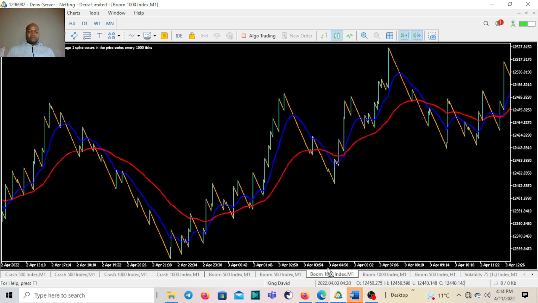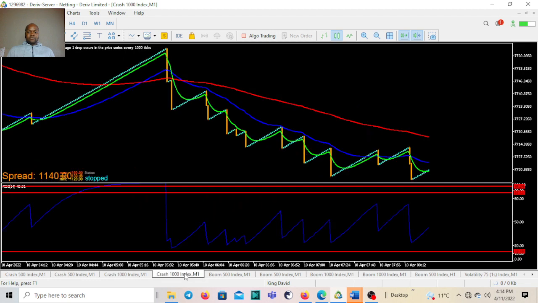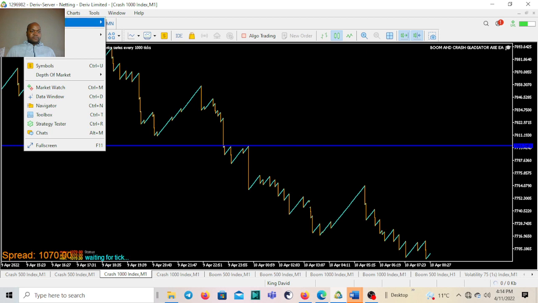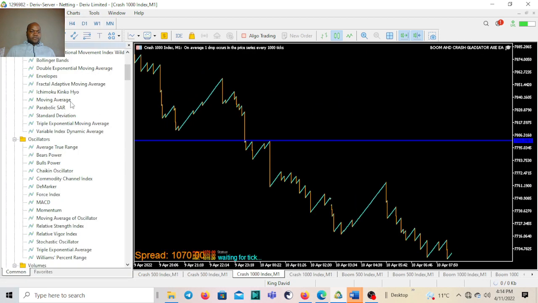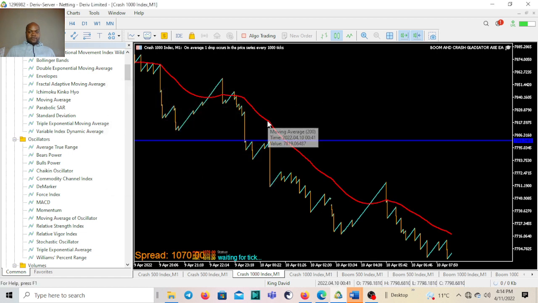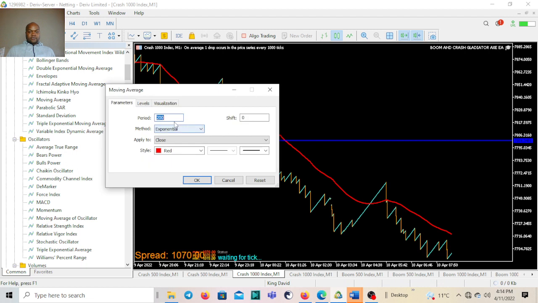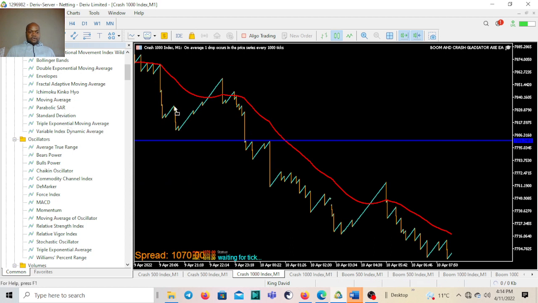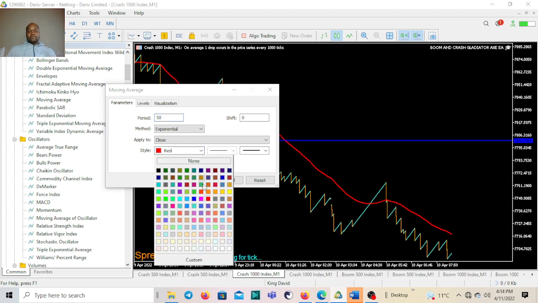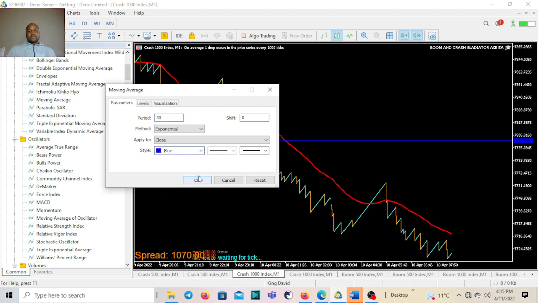Okay, let's look at an example in crash. So in crash, let me put the parameters. I said we're going to have 2 moving averages. We have here the 200 exponential moving average, that's the red line. Then we're also going to place the 50 exponential moving average, which will be the blue line. Then that's it.